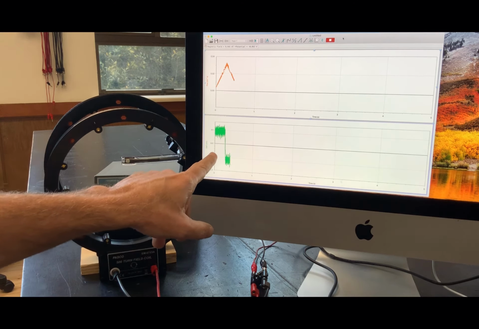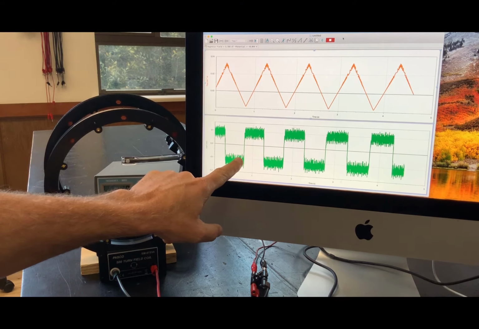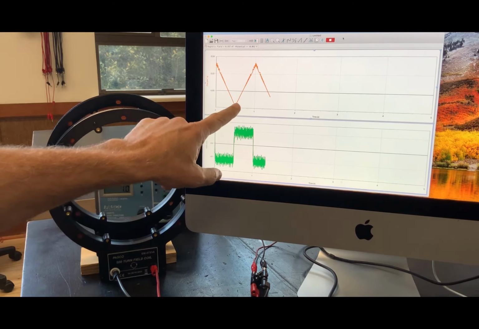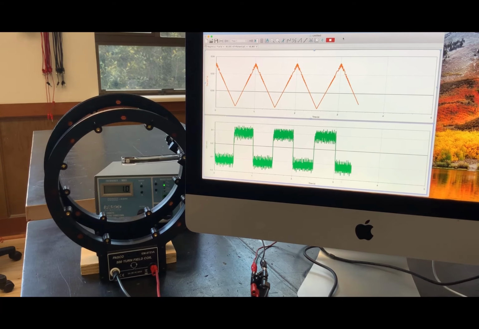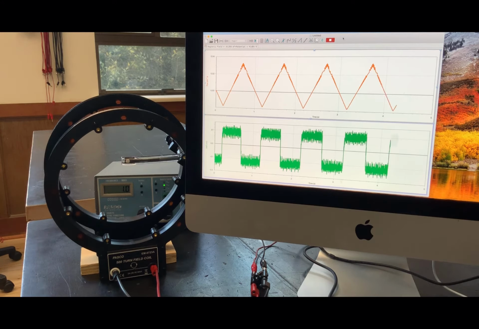Okay, so one thing you notice is that whenever this is falling, this is a negative current. And whenever it's rising, it's a positive current. And it's pretty jumpy, but yeah.